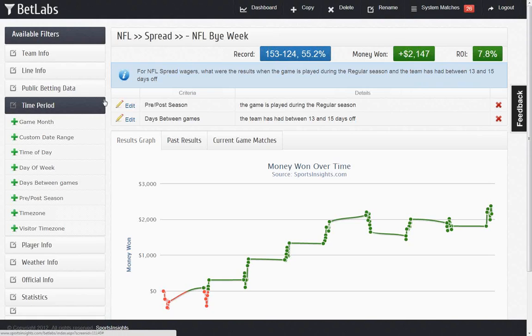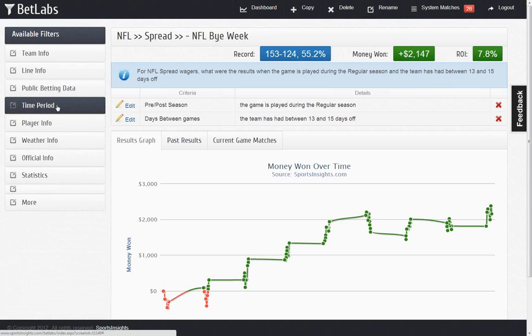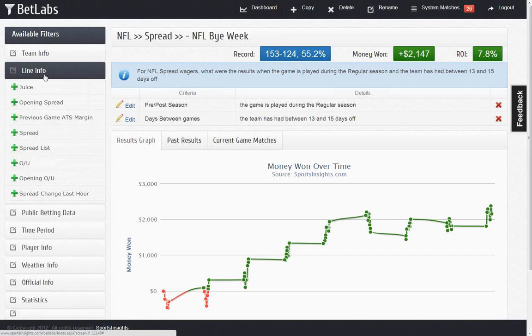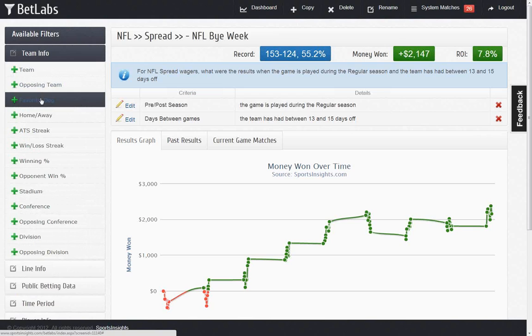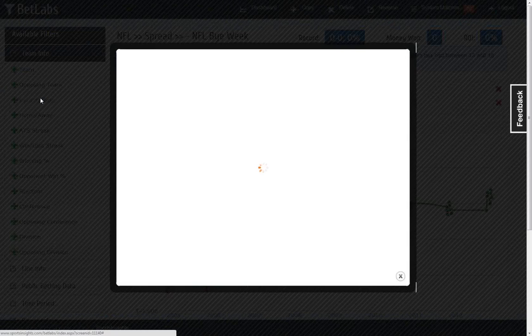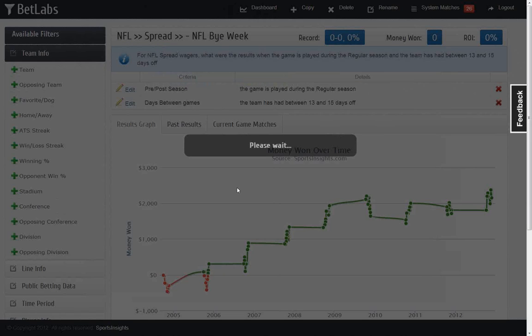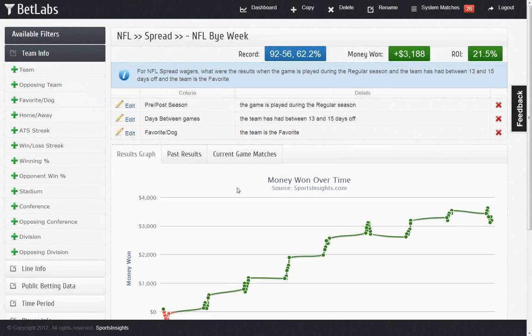Now we know from our early analysis, right? We talked about this stuff, that there's a difference between dogs and favorites. So let's see if this thing plays out in our favor. There we go. So I want to look at how dogs and favorites have done coming off a bye week. And actually, the favorites have done better in this scenario, and I'll save that to clean up the data even more. But that kind of makes sense.